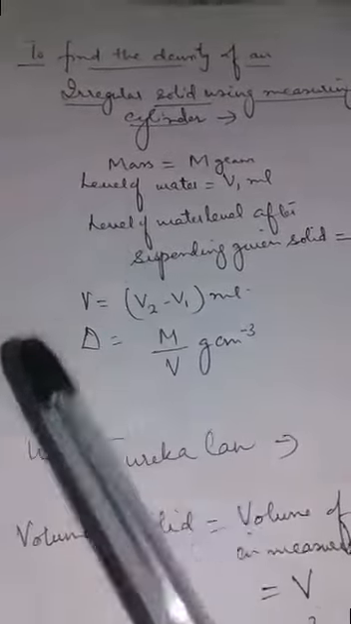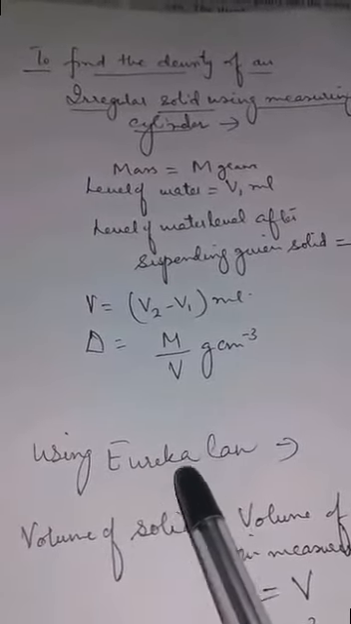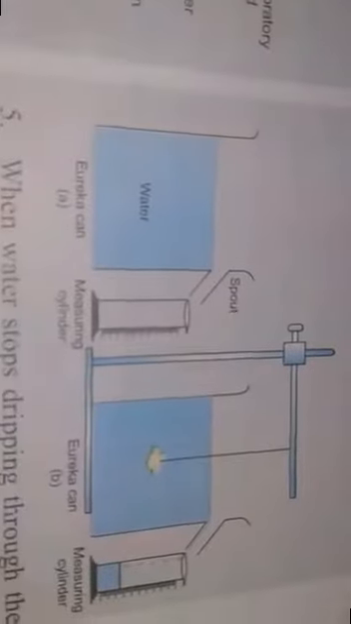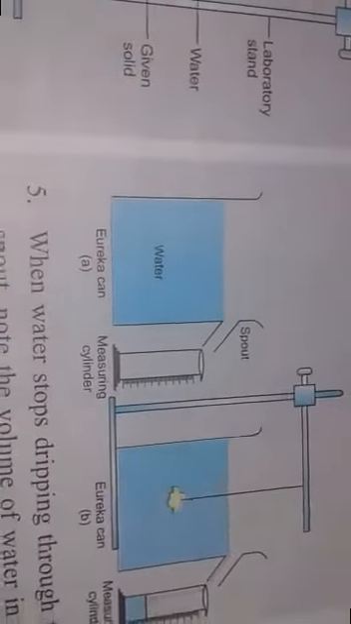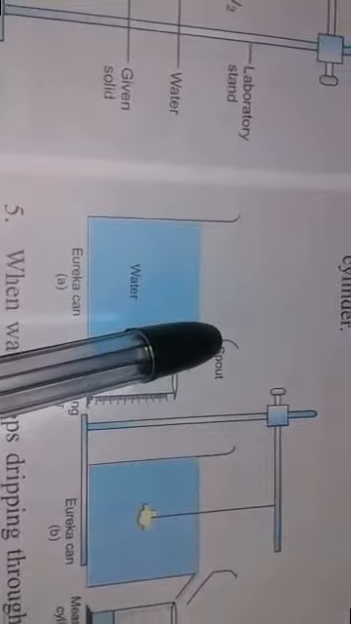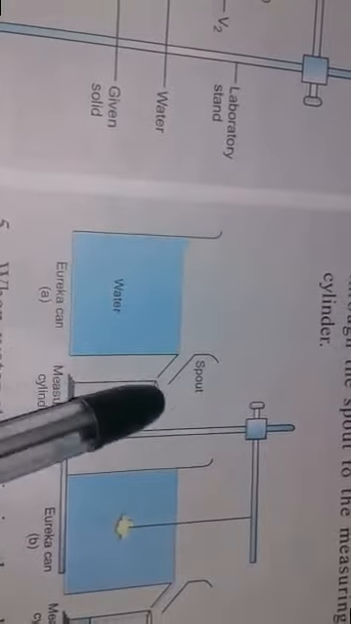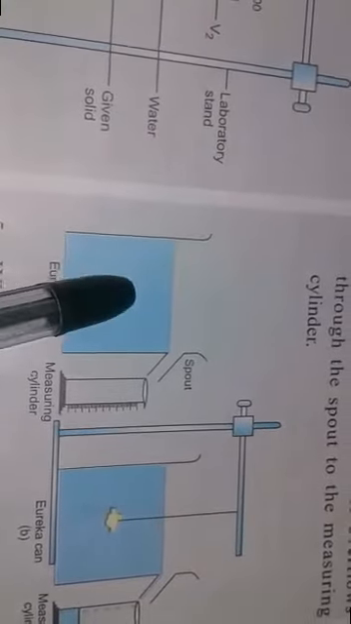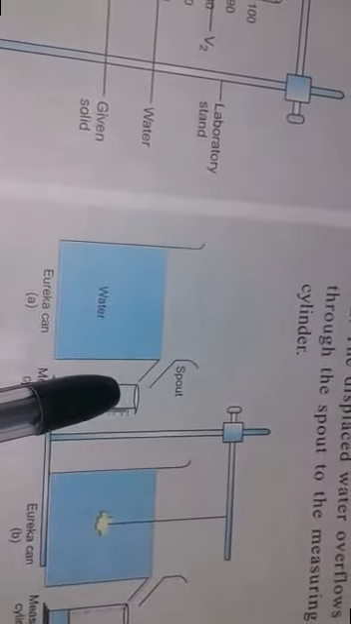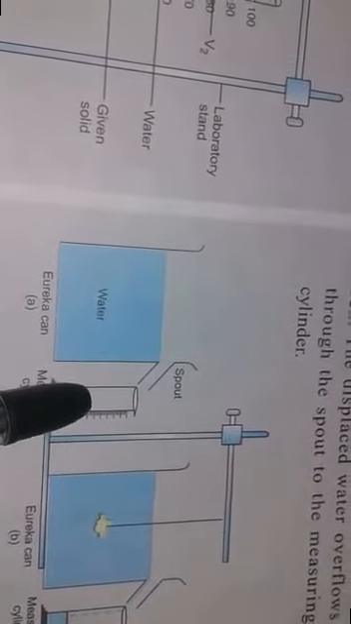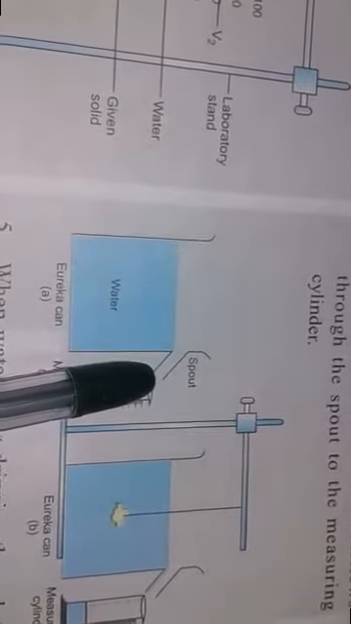In the second, when we have to use a Eureka can in place of a measuring cylinder, simply we have to use the Eureka can. As you know that a Eureka can has an opening near its top, that is called the spout. When we fill this Eureka can with water, it starts overflowing through the spout and that water will be dropped into this measuring cylinder. We have to wait till water stops dripping from the spout.